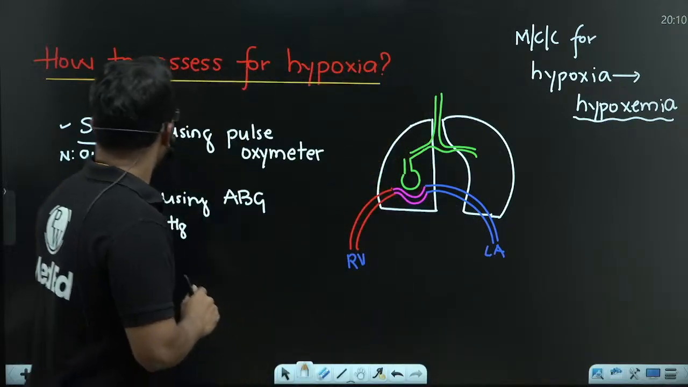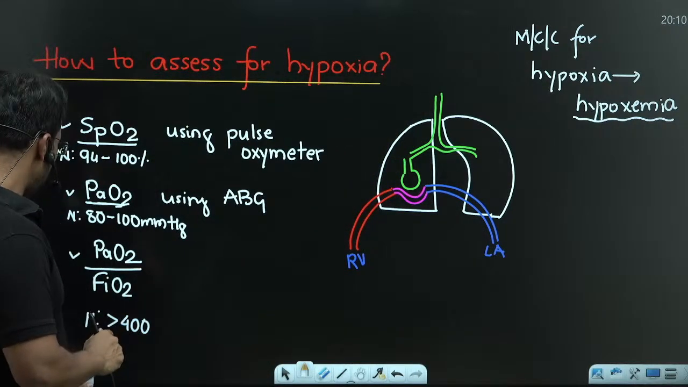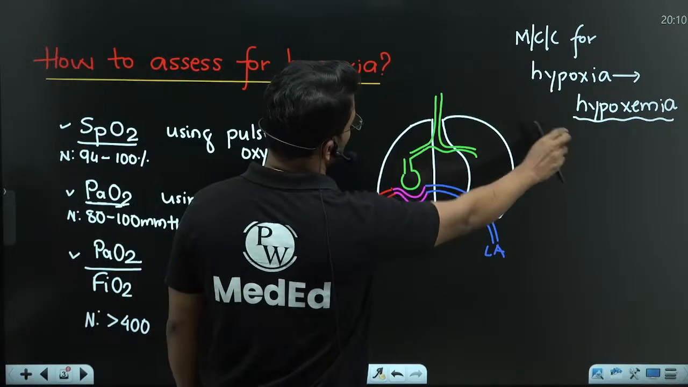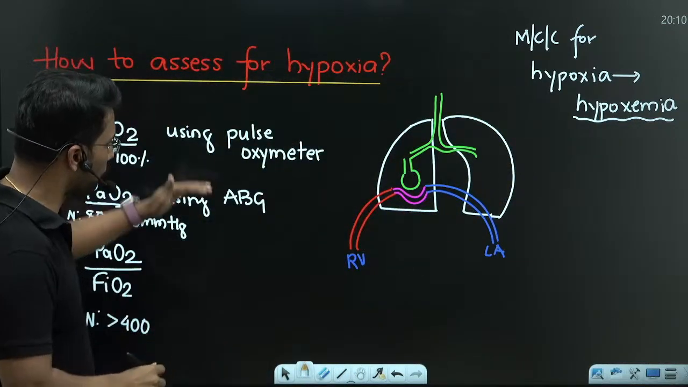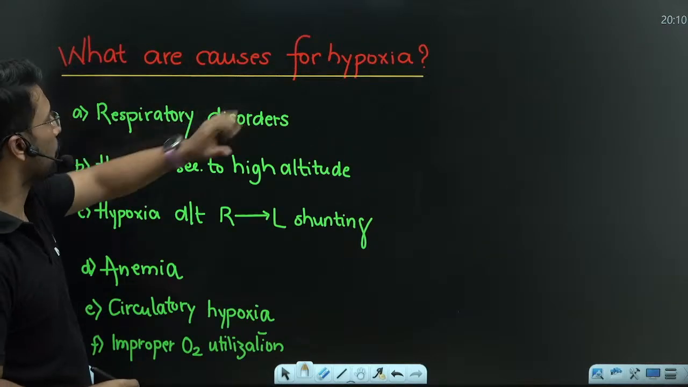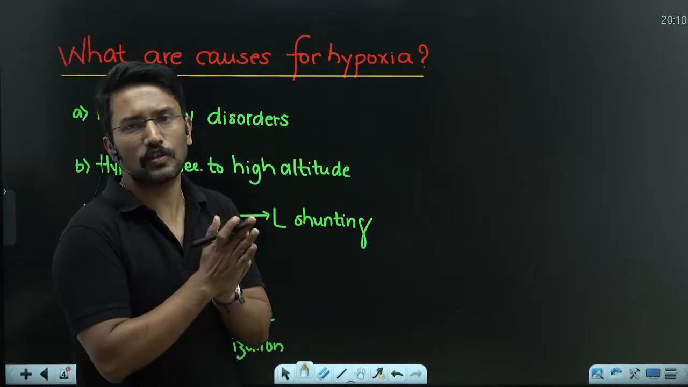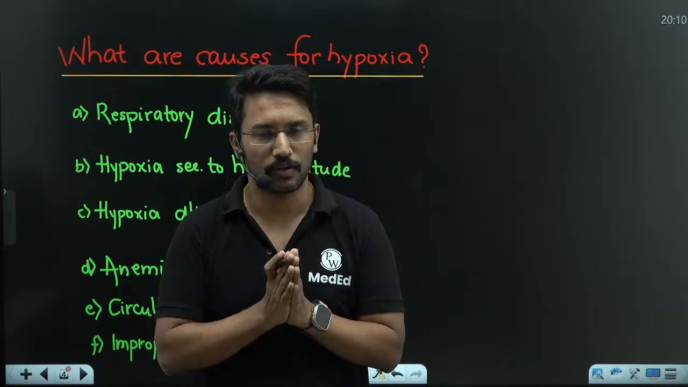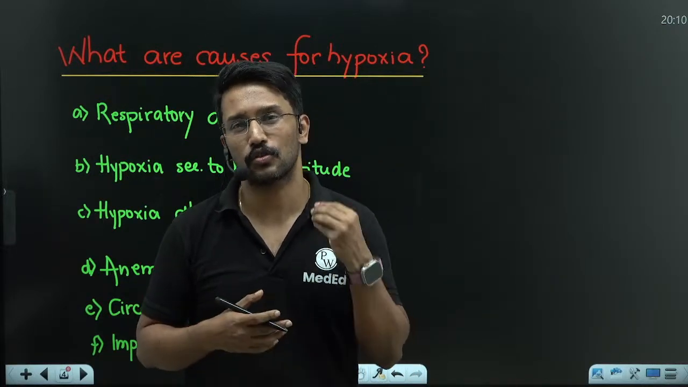Okay. Now, we know how to assess for hypoxemia. Hypoxia is most commonly caused by hypoxemia. That's why in clinical practice, mostly we look for hypoxemia. Okay. Now, what can cause hypoxia? The first cause for hypoxia, or the most common cause for hypoxia, is respiratory disorders, because it is a function of the lungs to oxygenate the blood.